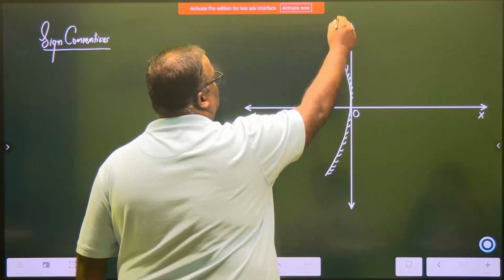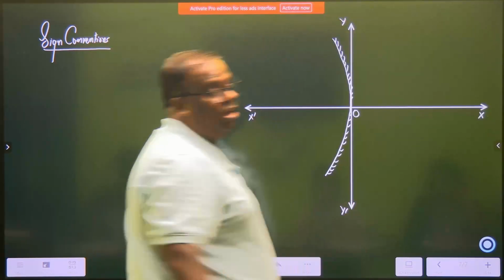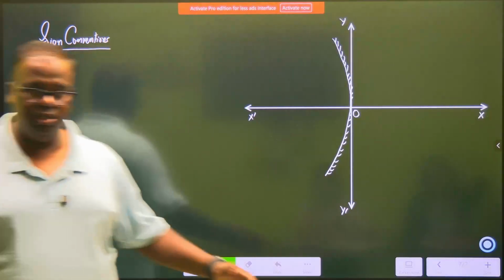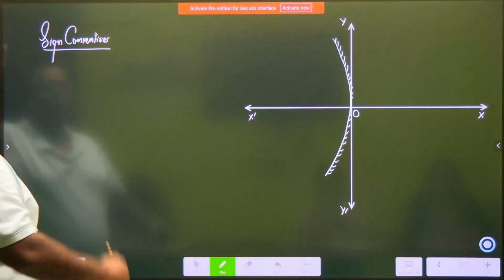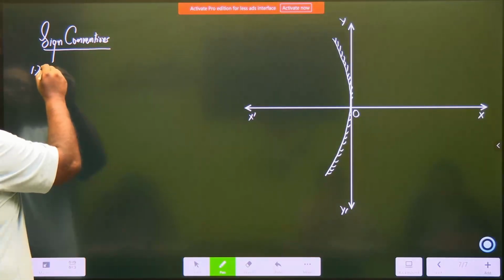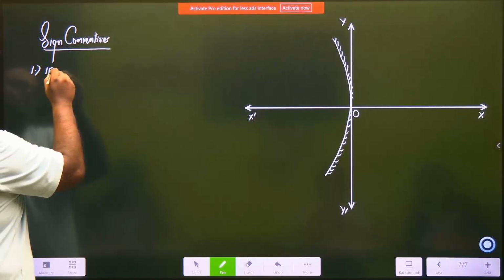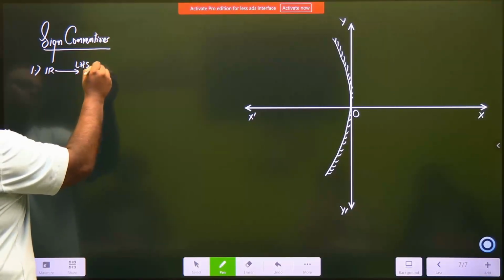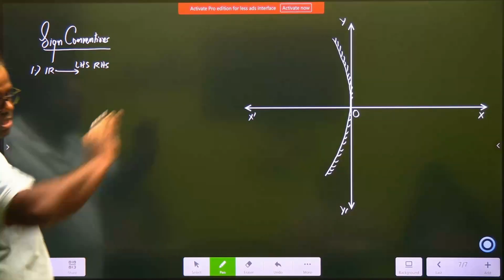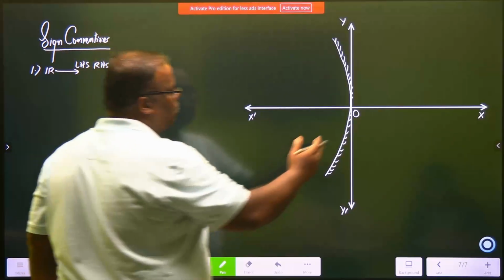As usual, x dash is negative, y is positive, y dash is negative. All distances are measured from the origin. So all distances will be measured from origin, right? So, sign conventions, but before that, some of the protocols that we follow. The incident ray is always taken to travel from left hand side to right hand side, right? Now all distances would be measured in this side.